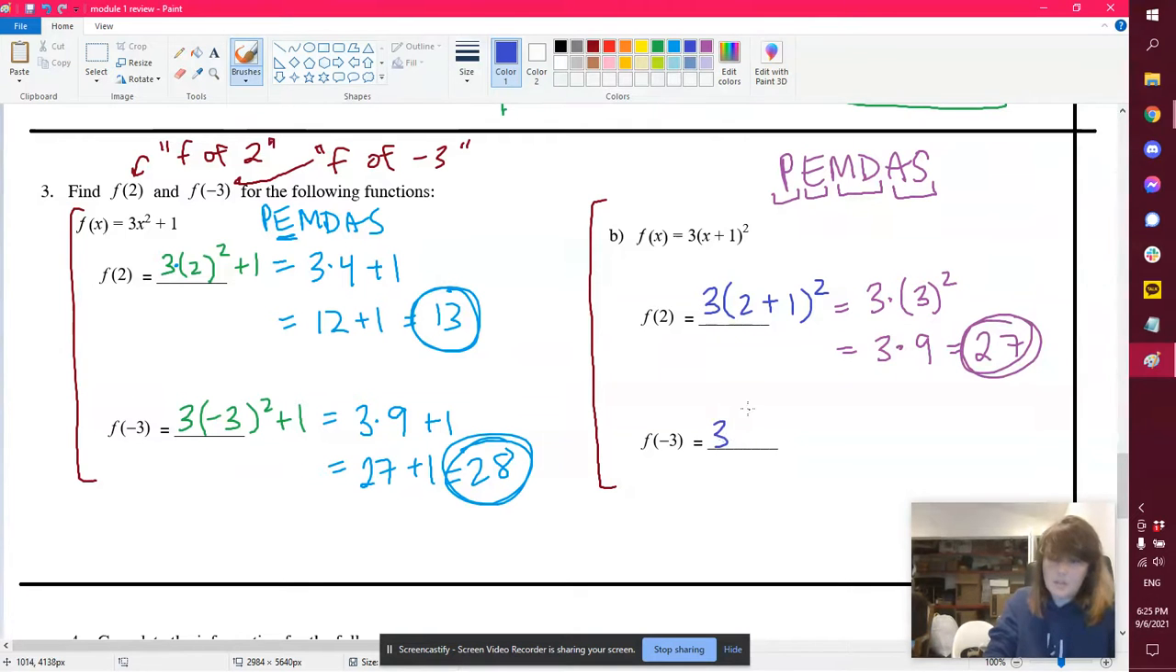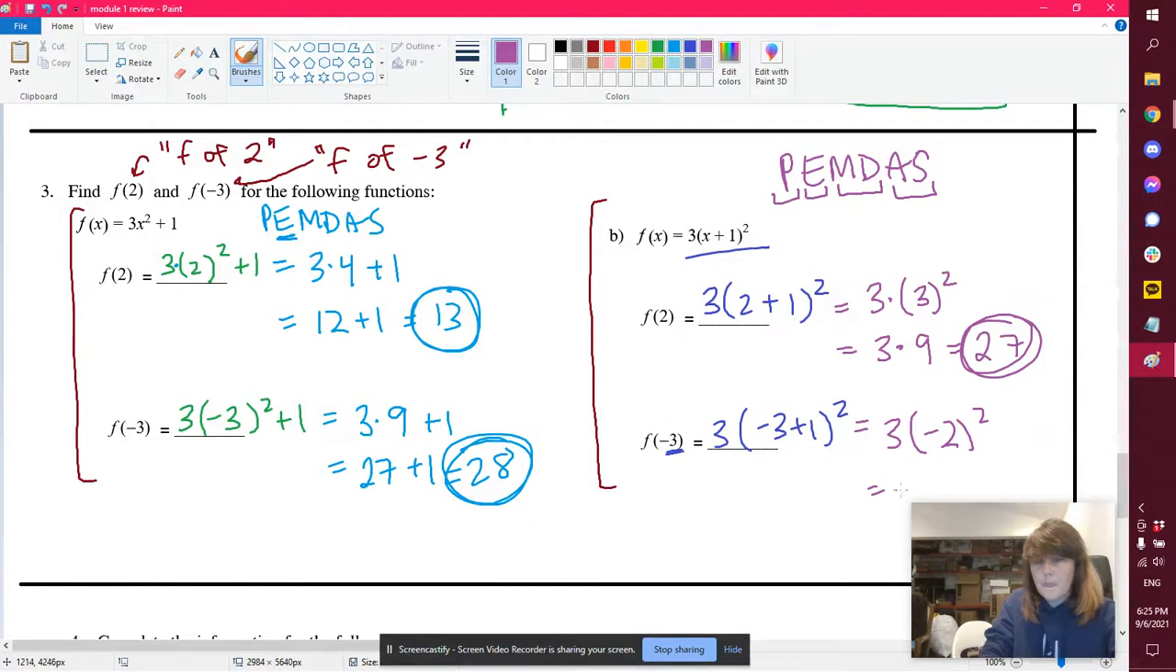Let's look at that one more time. We're going to set it up by rewriting the function with our specific x. So f of negative 3 is 3 times negative 3 plus 1 squared. Our setup is complete. Now for the computation, we do parentheses first. Negative 3 plus 1 is negative 2. Negative 2 times negative 2 is positive 4. And then 3 times positive 4 is 12.